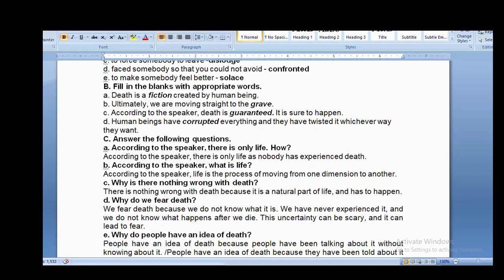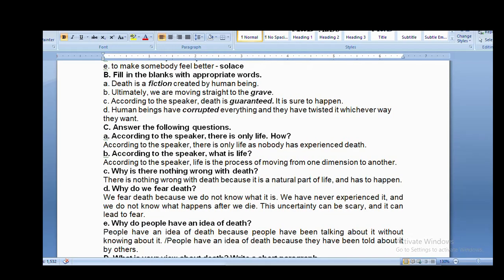Answer the following questions. According to the speaker, there is only life. How? According to the speaker, there is only life as nobody has experienced death. According to the speaker, what is life? According to the speaker, life is the process of moving from one dimension to another dimension. Why is there nothing wrong with death? There is nothing wrong with death because it is a natural part of life, a natural process, and it is ultimate and has to happen one day.